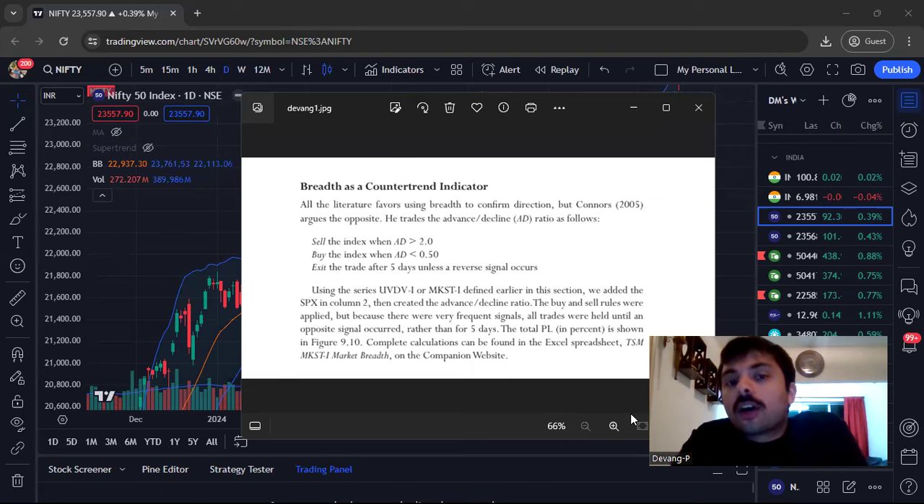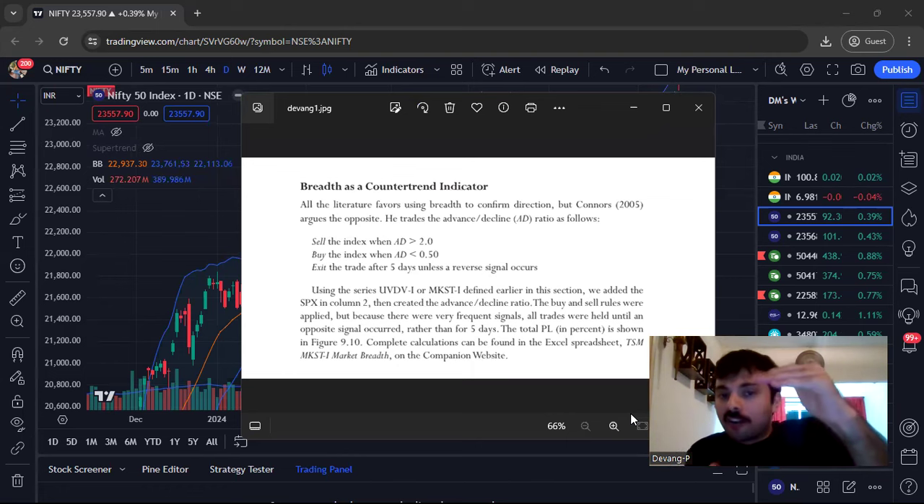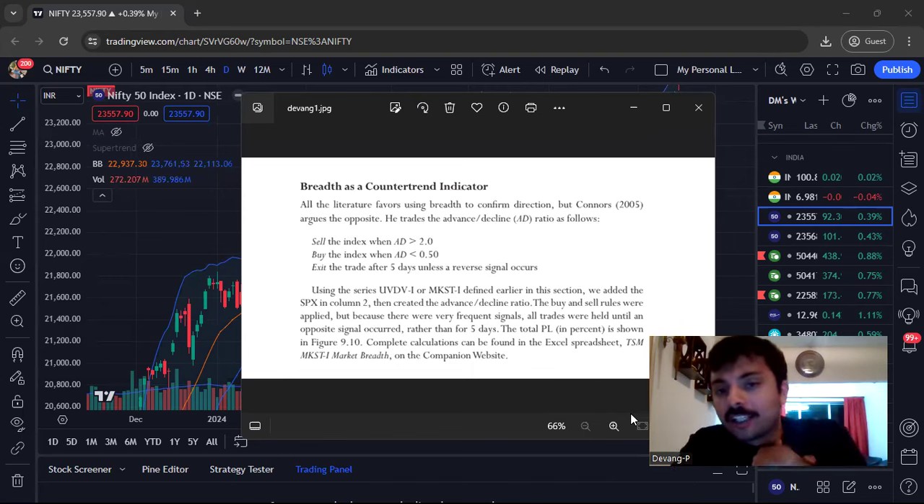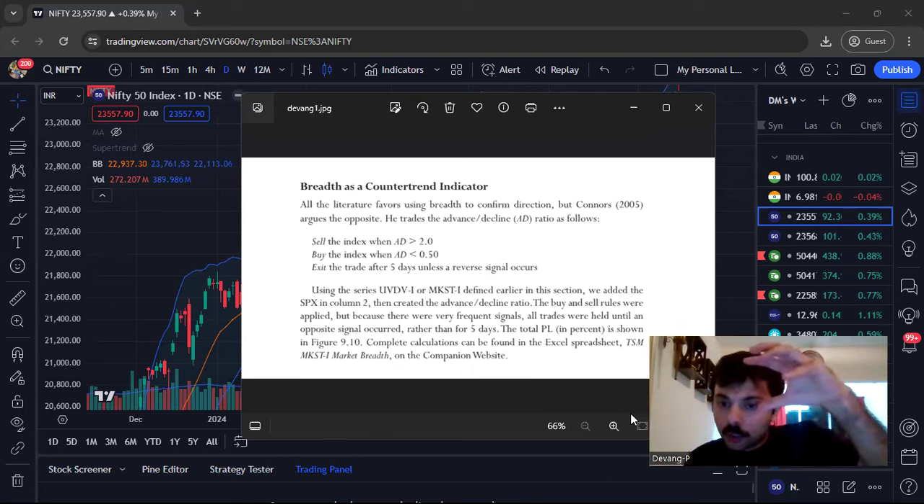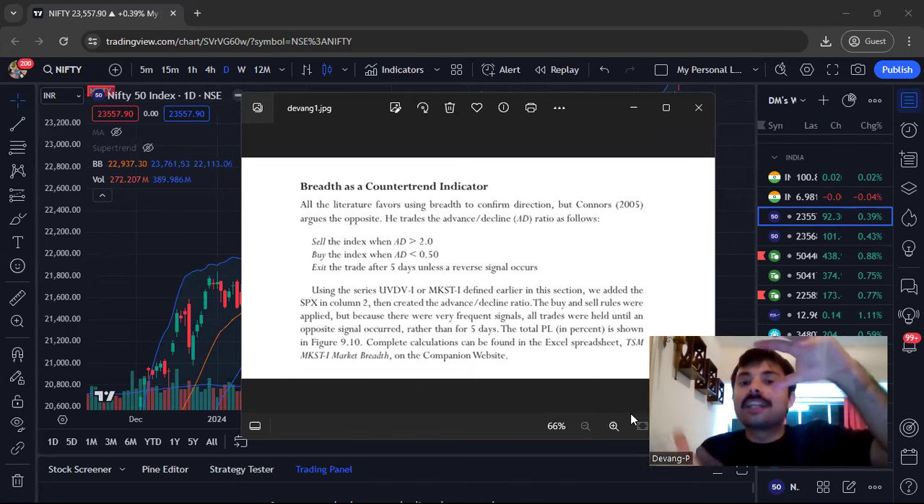I will surely talk about this in detail later, but that is not my motive to talk in detail about the market breadth. But just building up on what Larry Connors said back in 2005, he said that we can use the advance to decline ratio. What is the advance decline ratio? The advance decline ratio is the number of advancing issues divided by the number of declining issues.